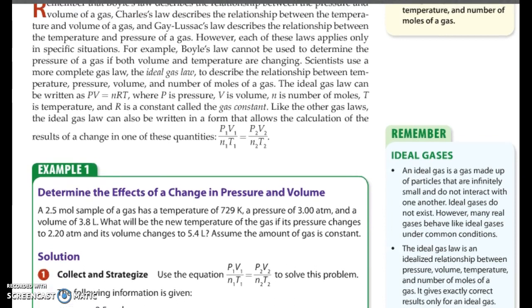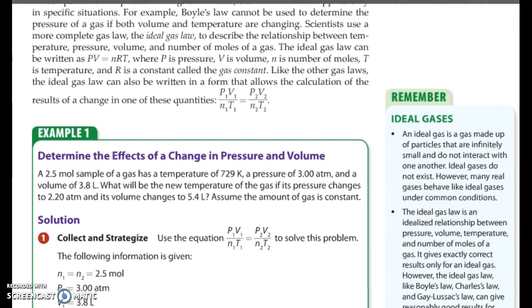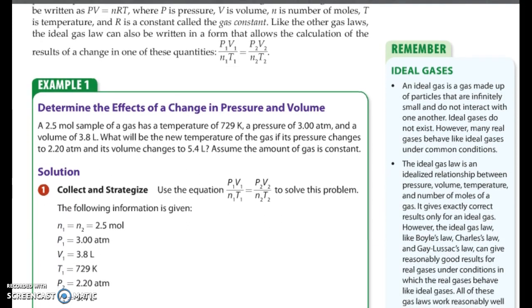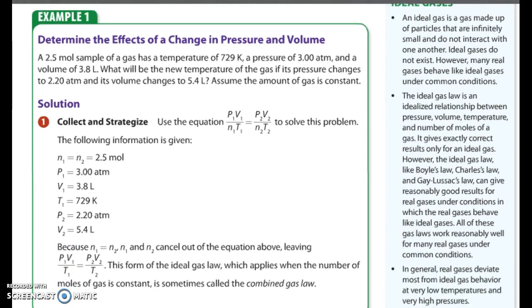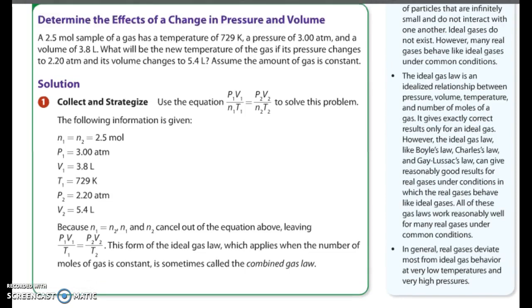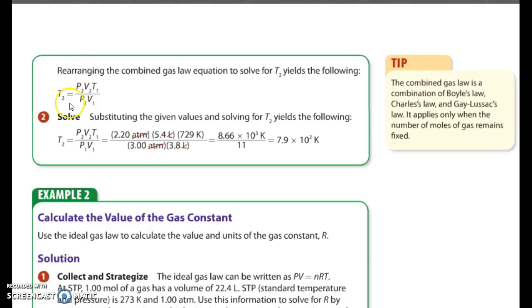So we're going to use the equation P1V1 over n1T1 equals P2V2 over n2T2. If you didn't get that far, hit pause now and finish it. Now, our number of moles did not change, so it's going to be 2.5 in both of these formulas. And the n's cancel out, which gives us the combined gas law. If you left them in there, that's fine, but you could have taken them out. So now we have that formula. We rearrange it algebraically to solve for T2. And you can see our atm cancel, our liters cancel. We're left with Kelvin. And our answer is 7.9 times 10 to the second, or 790 Kelvin.